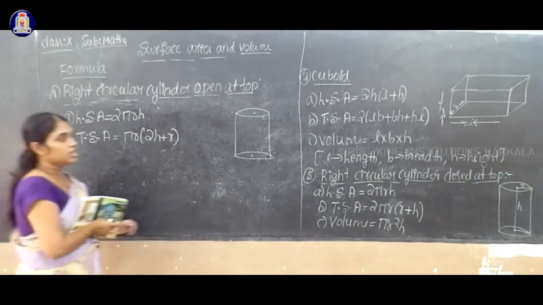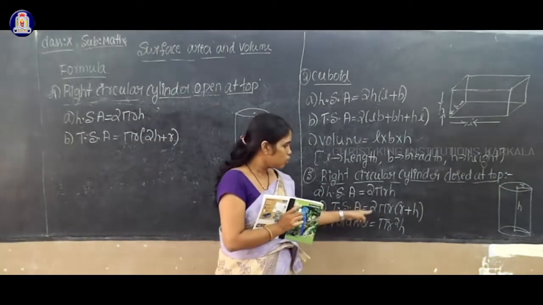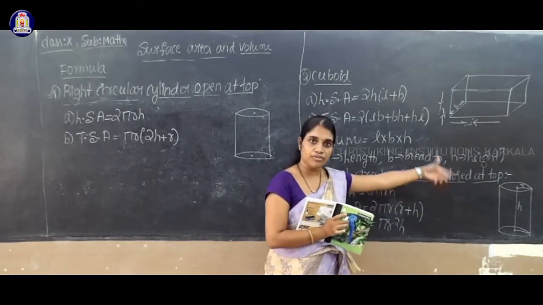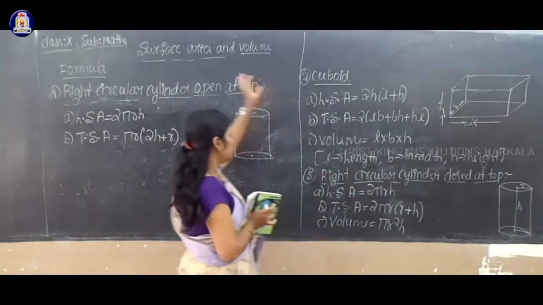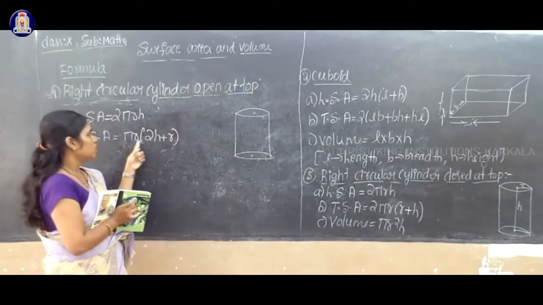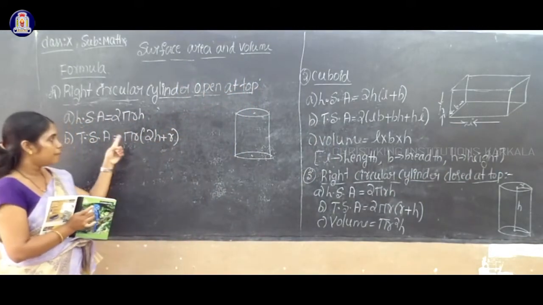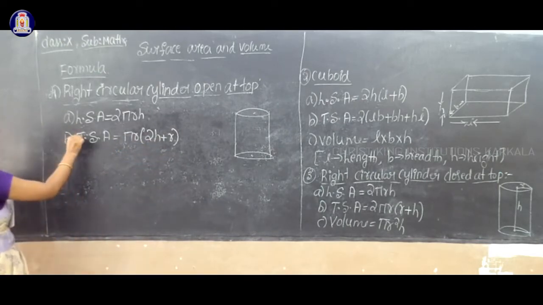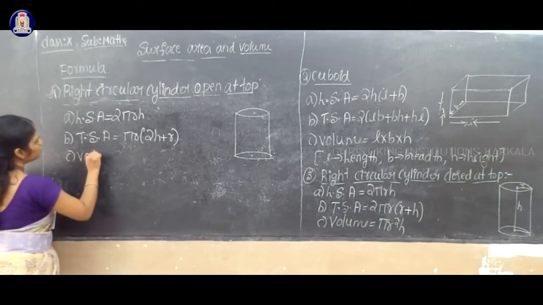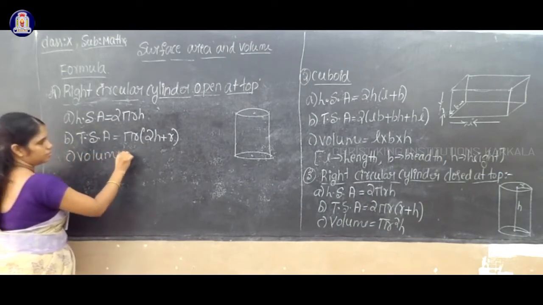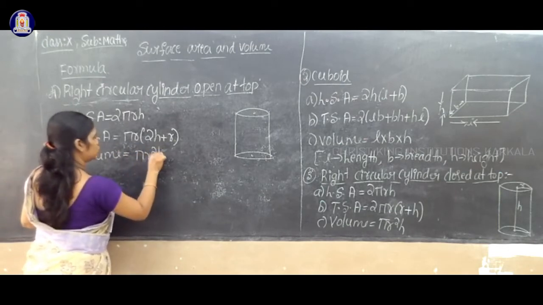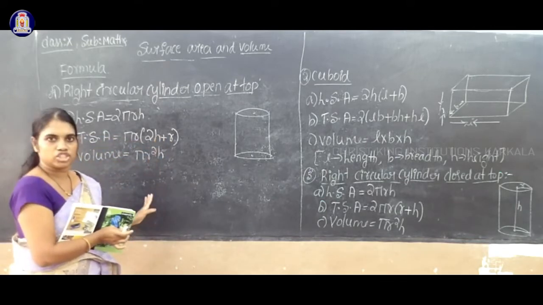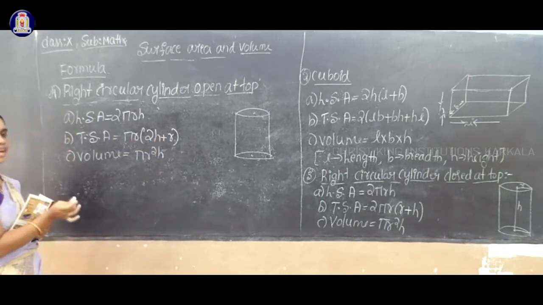What is the formula to find TSA if the top is closed? 2 pi r into r plus h. But if we have an open top, then the formula to calculate TSA is pi r into 2h plus r. This is the difference. Only TSA will change, the remaining terms will be as they are. The volume formula will be the same, pi r square h. Volume will not change, only the TSA formula will change.